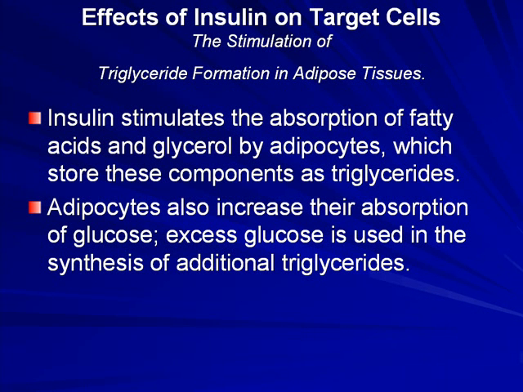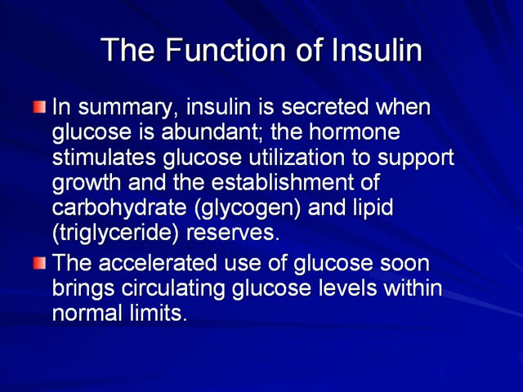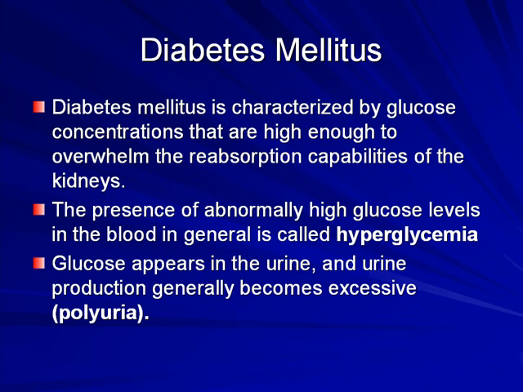Insulin stimulates the absorption of fatty acids and glycerol in adipocytes, which store these components as triglycerides. Adipocytes also increase their absorption of glucose, and excess glucose is used in the synthesis of additional triglycerides. So in summary, the function of insulin: it is secreted when glucose is abundant. The hormone stimulates glucose utilization to support growth and the establishment of carbohydrate reserves, and storage as glycogen and lipid triglyceride reserves. Accelerated use of glucose soon brings circulating glucose back to a normal level.